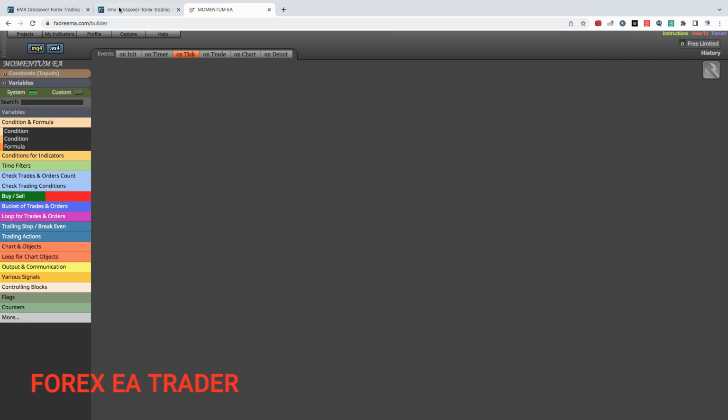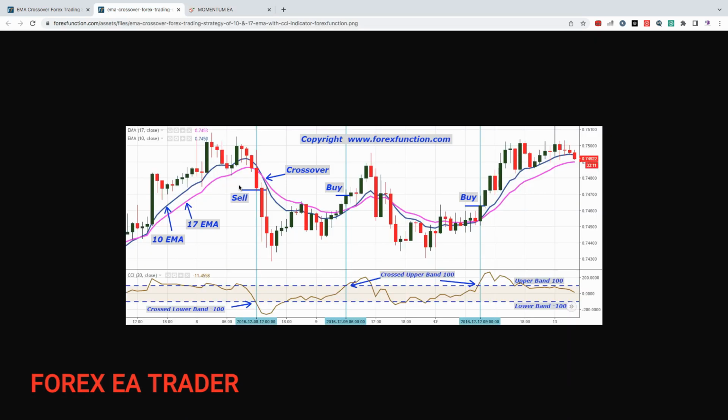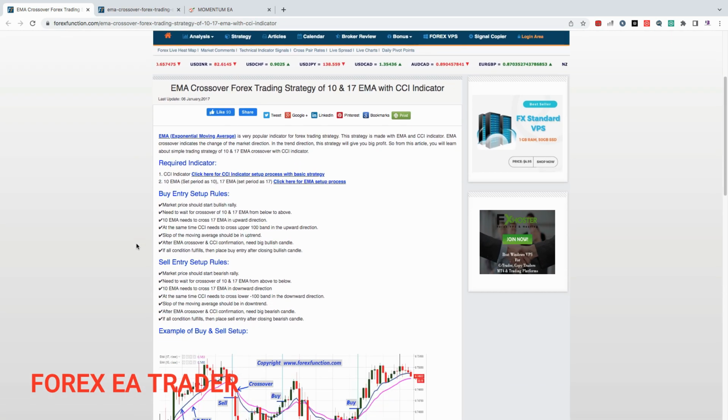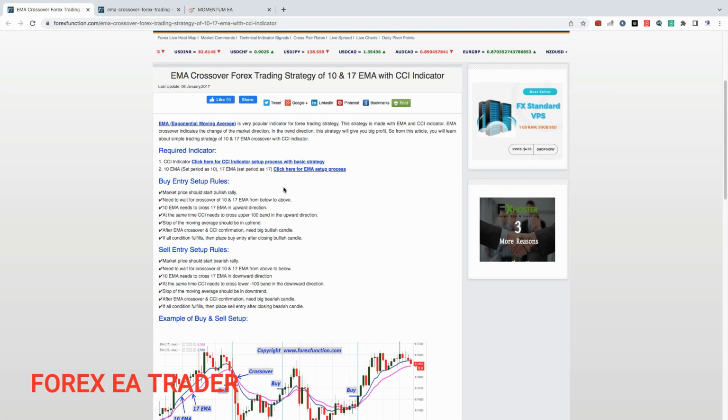So yeah, this is the strategy that we're going to be working on today, and let's look at a breakdown of what to do with this thing. It goes on about an exponential moving average crossover trading strategy of 10 and 17 with a CCI indicator, and so on.